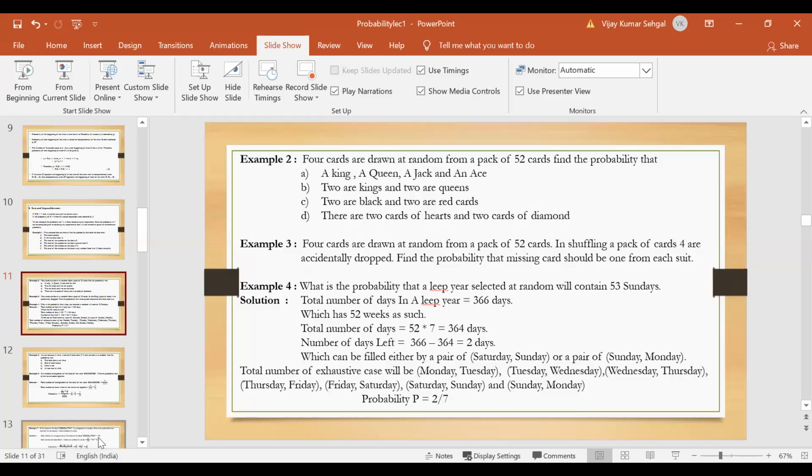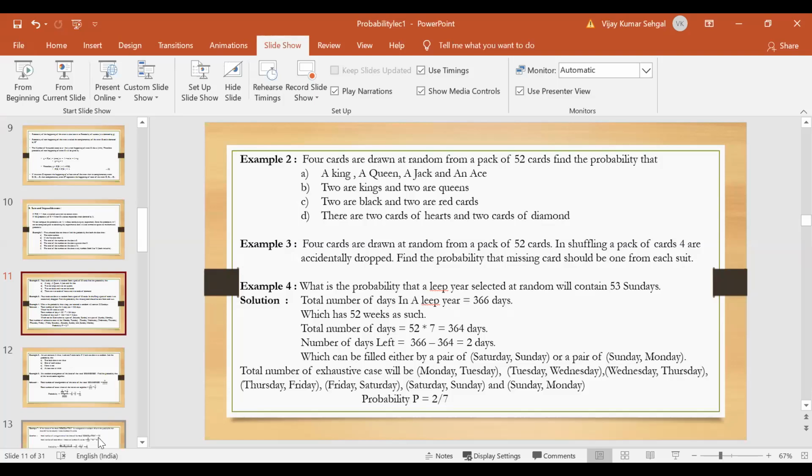Find the probability that if four cards are drawn, one card is a king, the second is a queen, the third is a jack, and the fourth is an ace. That means each card is of a different type. When we draw cards from a pack of cards, the total combination will be 52C4. So when we draw cards from the pack, we use combinations. There are total possibilities 52C4.